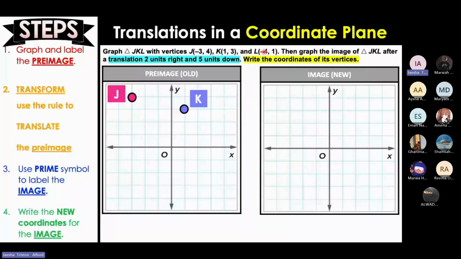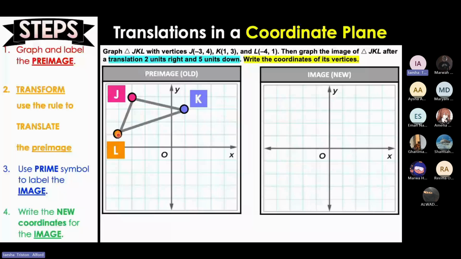Where is L? 4 units left, 1 unit up. Starting from 0, 4 units, sorry guys, I don't know my left and right. 4 units left, so 1, 2, 3, 4, and 1 unit up. So it should be in this place. That's going to be L. Connect the dots.